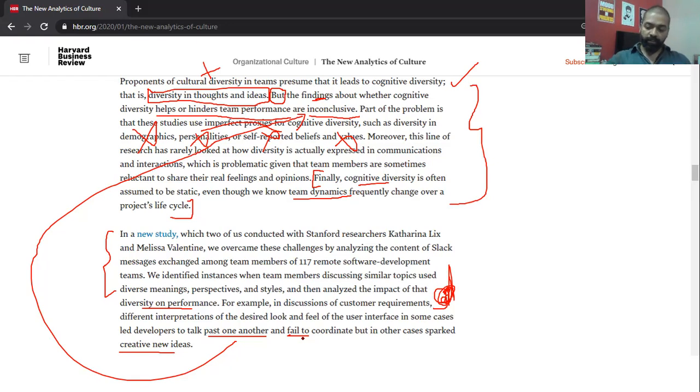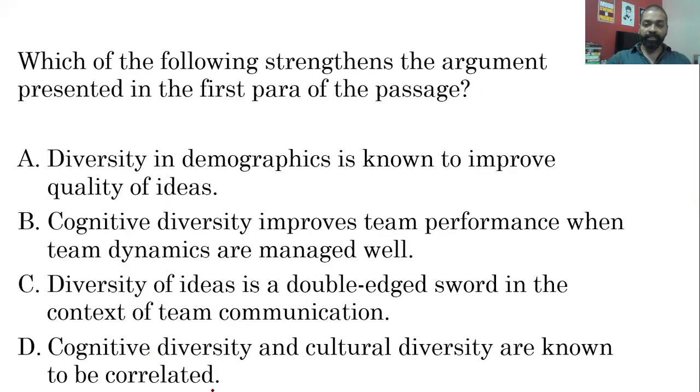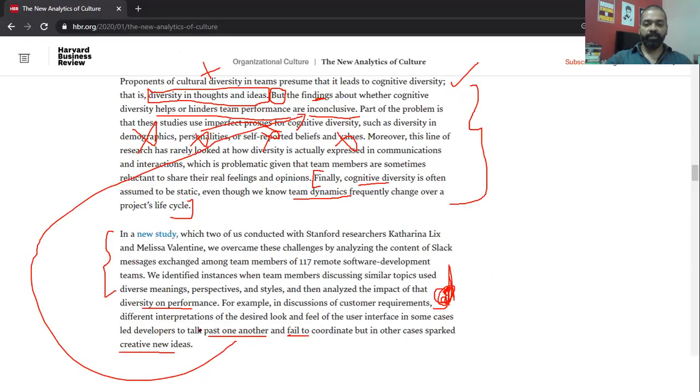Okay, let's look at the questions now. Which of the following strengthens the argument presented in the first part of the passage? The big question, the $1 million question for you would be, what's the argument in the first part of the passage? If you remember the structure of the first part of the passage, part of the problem, one second.